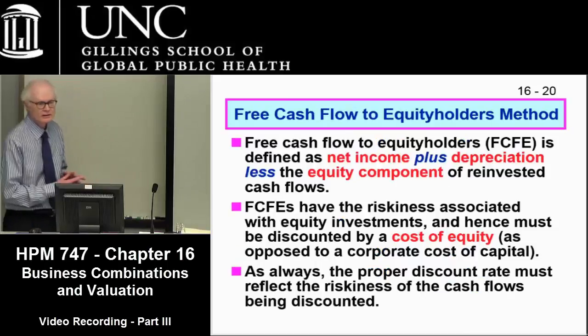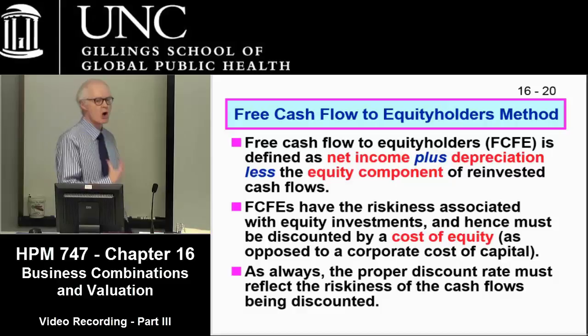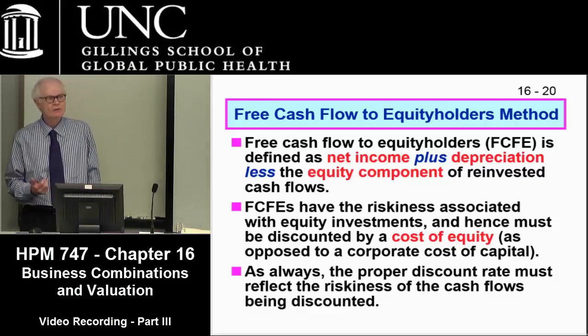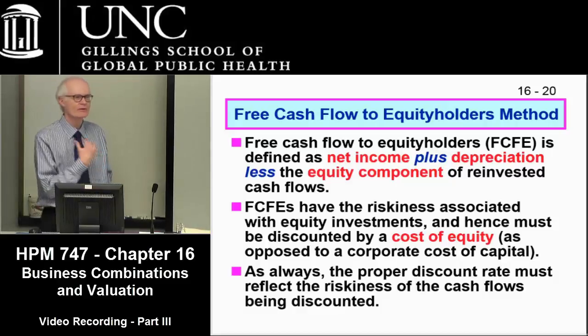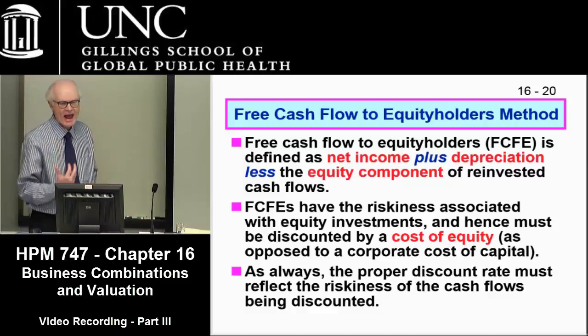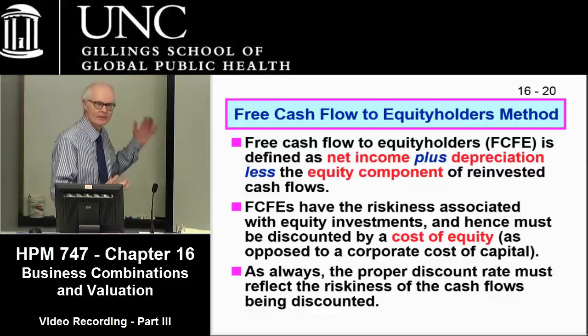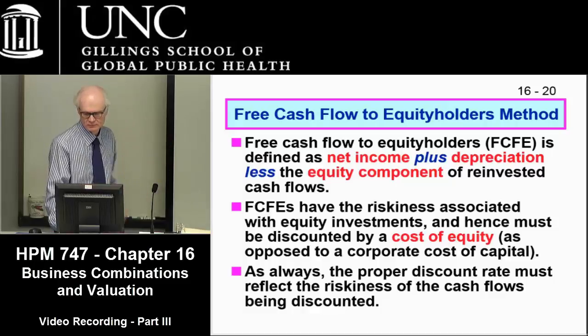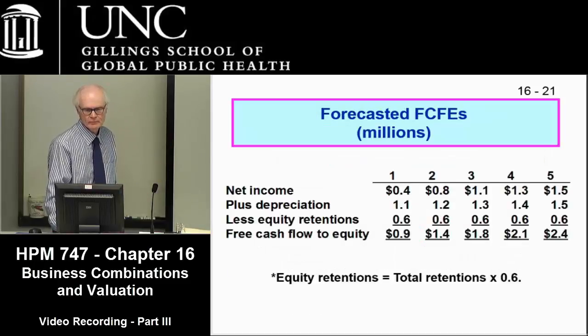Okay, so in contrast, the free cash flow to equity holders looks at the equity only. So what we're going to do now is estimate the cash flow that's available to equity holders only, and then discount that using the cost of equity, not the corporate cost of capital. So here, this is from the forecast, this is from the pro formas.